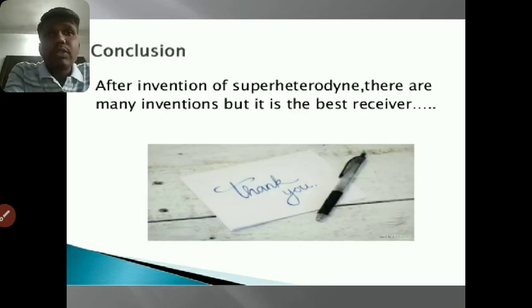Okay, conclusion. What is the conclusion? After the invention of the super heterodyne, there have been many inventions, but it is the best receiver for the demodulation process. So this is the process of the super heterodyne receiver. Okay, then the concept of demodulation will be over.